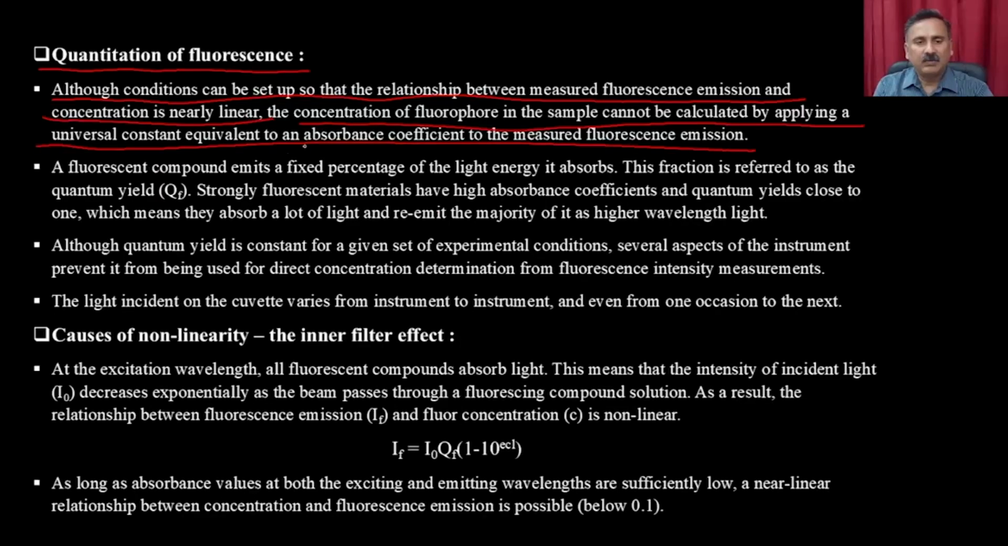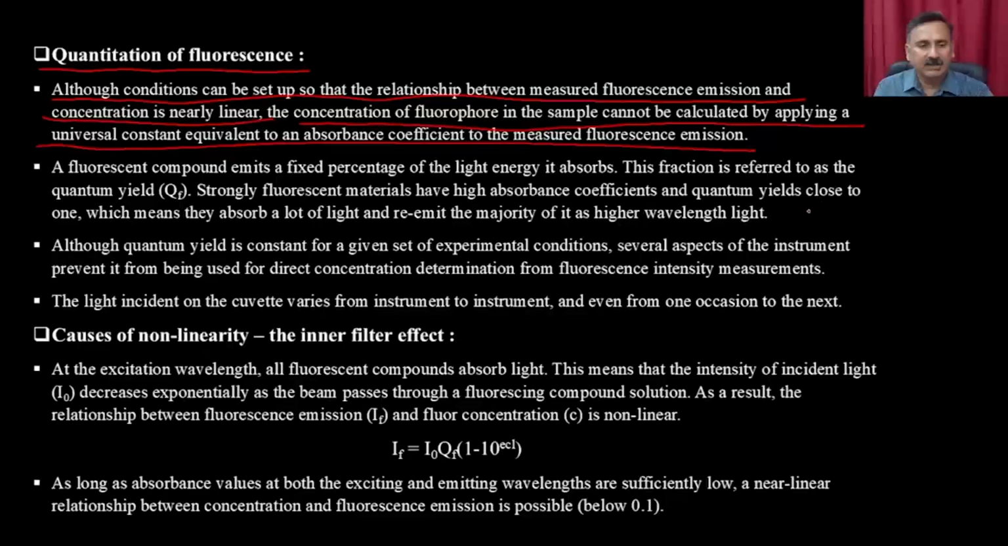So a fluorescent compound emits a fixed percentage of the light it absorbs. That fraction is referred to as the quantum yield. Strongly fluorescent materials have a high absorption coefficient and a quantum yield close to 1, which means they absorb a lot of light and re-emit the majority of it at a higher wavelength. Whereas in other cases, the quantum yield is going to be low, and it is going to emit only a fraction of that absorbed light.